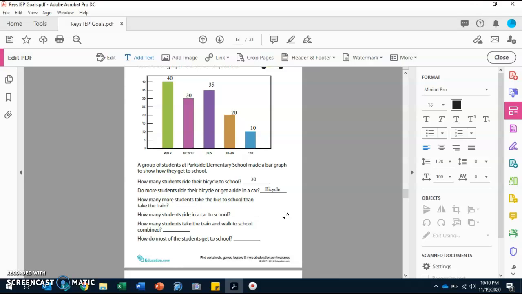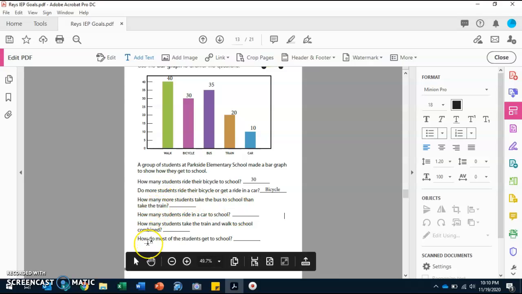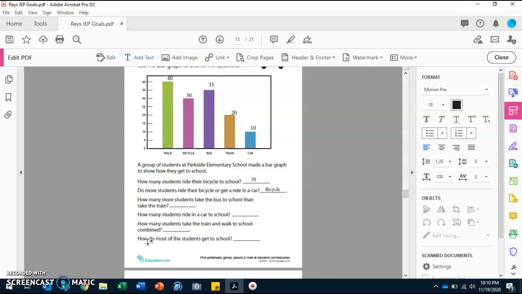So now, Ray, that's what you're going to be doing for the rest of the questions. If you have any questions or need any help, feel free to reach out to me or Mr. Salinas. We are here to help. And once you are done with this assignment, we will be working on goal number 4.